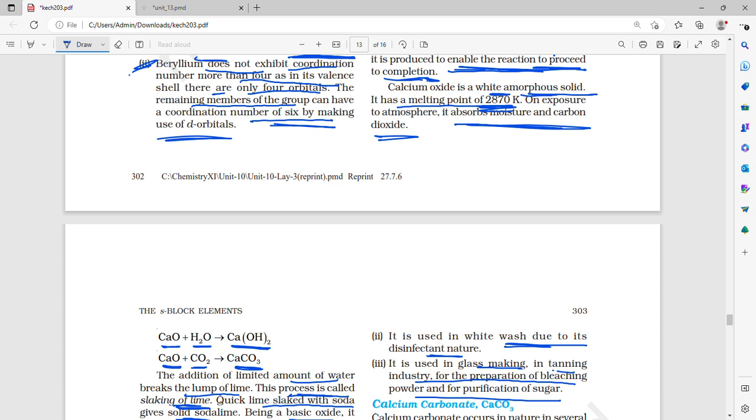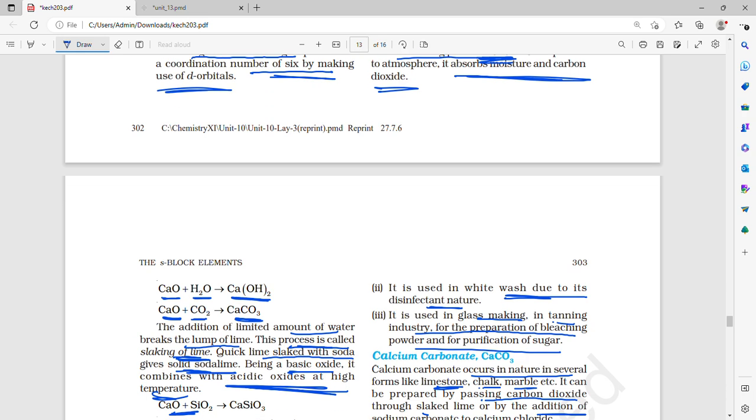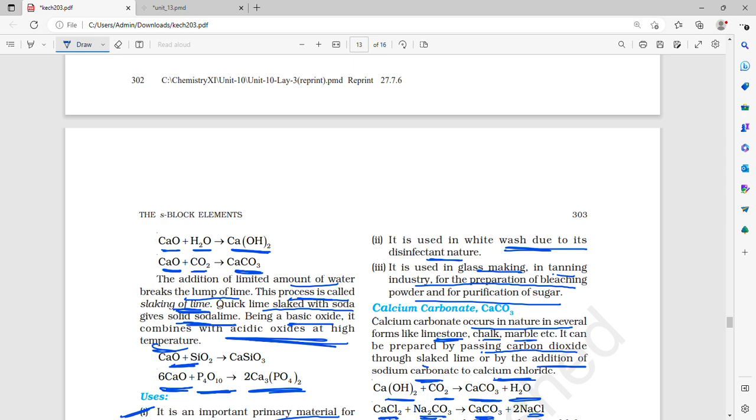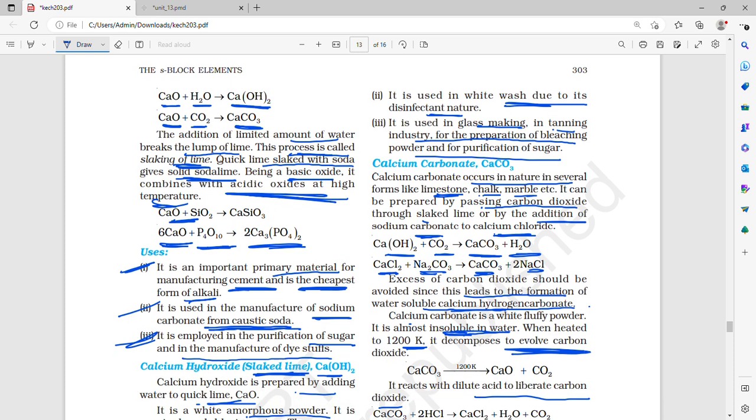Calcium oxide is a white amorphous solid. It has a melting point of 2870 Kelvin. On exposure to the atmosphere, it absorbs moisture and carbon dioxide. Calcium oxide and water give calcium hydroxide, and calcium oxide and carbon dioxide give calcium carbonate. The addition of a limited amount of water breaks the lump of lime. This process is called slaking of lime.